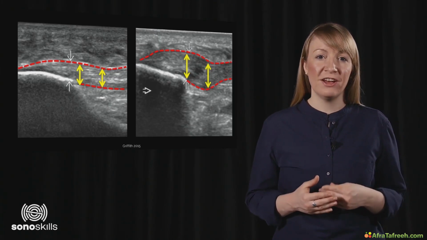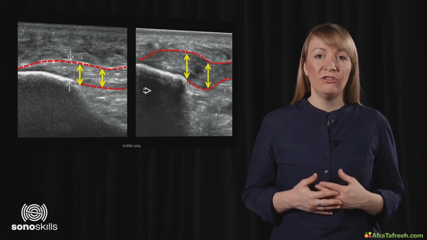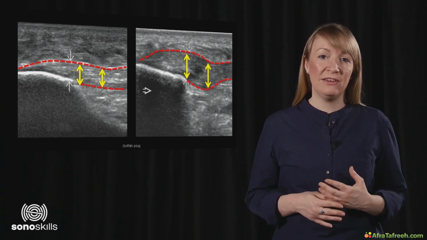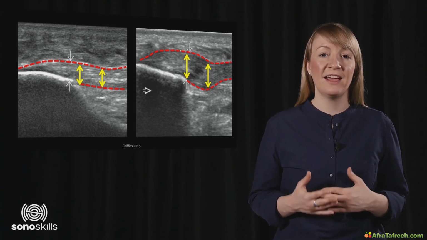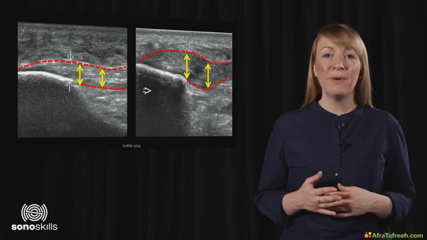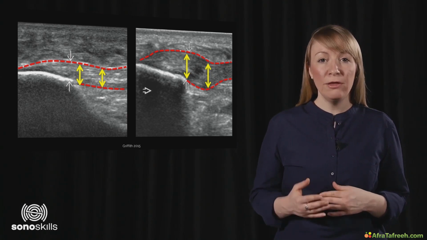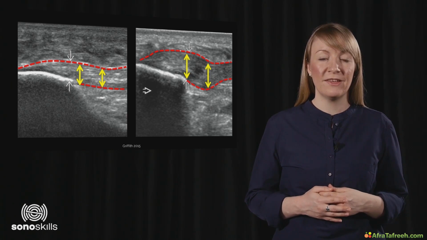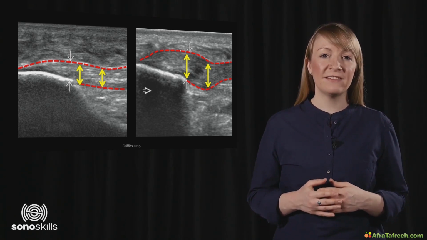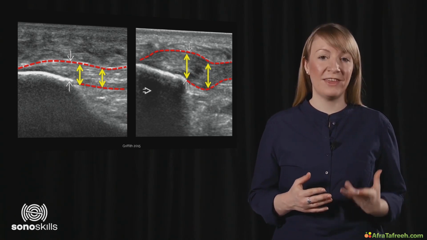The plantar fascia on the right side shows severe thickening of 8 mm of the plantar fascia at the calcaneal origin, compared to 3 mm of the healthy plantar fascia. The echogenicity of the affected side has also changed compared to the healthy side.